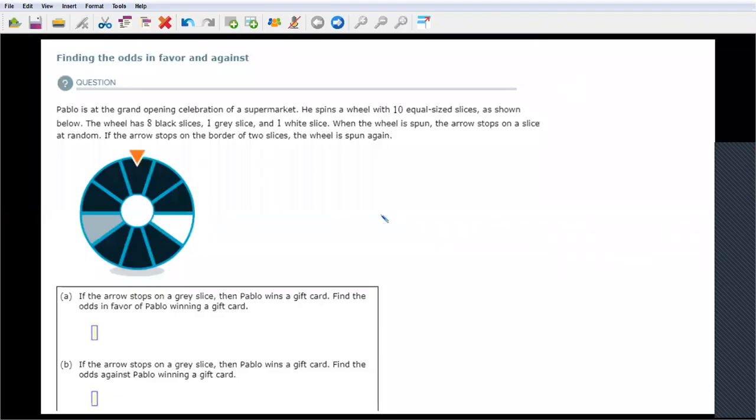Welcome back, Algebra 1 students. Here's your fifth and final topic of the week. We're going to take a look at finding the odds in favor and against certain things.